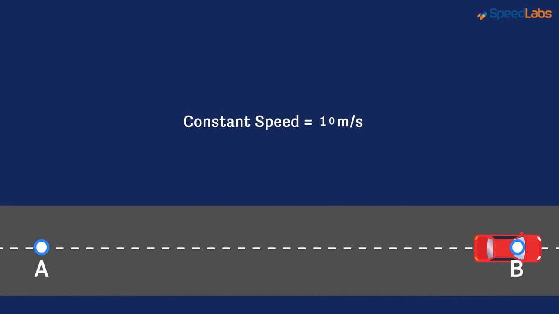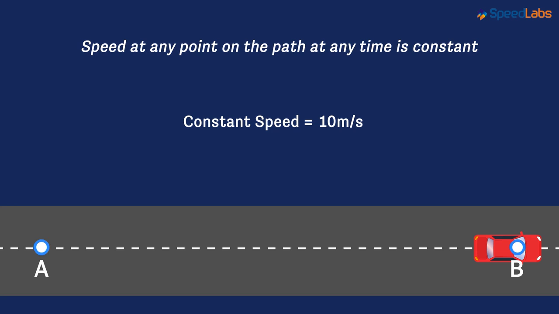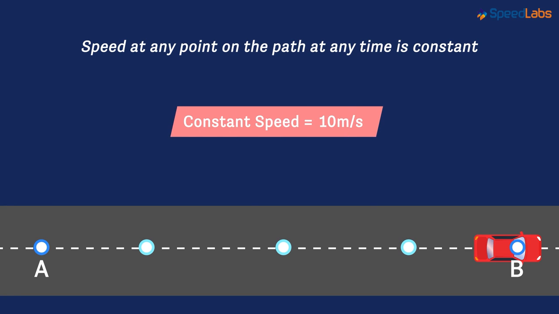Suppose an object is moving at a constant speed of 10 meters per second along a straight line path. What does this mean? Constant speed means that the speed of the object at any point in time is constant. So the speed of the object at this point and at this point and at this point as well will be equal to 10 meters per second.